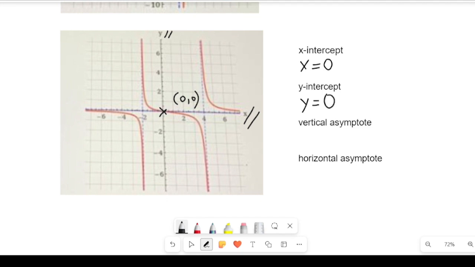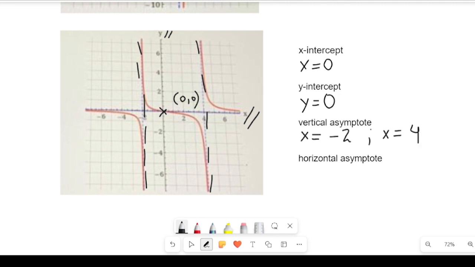Now the vertical asymptote is the vertical line that our curve is going to approach really close to, but cannot reach. There are two of those in this graph. The first one is x equals -2, and the other one is x equals 4.